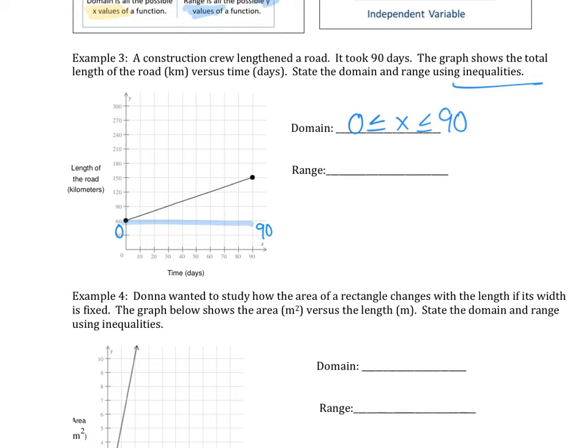Okay. If I look at the range of the function, which I'm going to use yellow for, remember range is up and down, and it's the y values at that point. So notice that that y value starts at 60. That first point is at 60, and the second point is at 150. So when I write the range, I'm going to do the same thing as I just did above, but instead I'm going to say 60 is less than or equal to y, which is less than or equal to 150. And that tells me that it starts at 60 and ends at 150. Okay, so that's how you write domain and range using the inequalities.